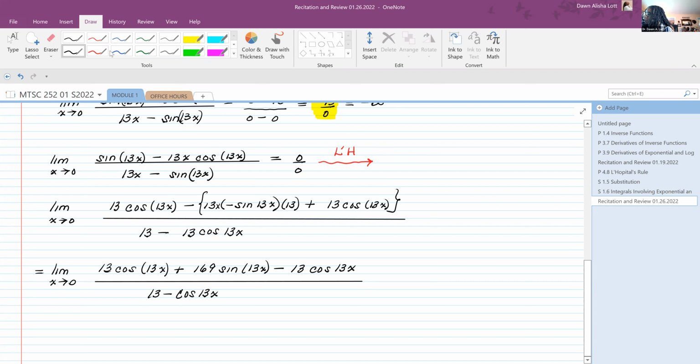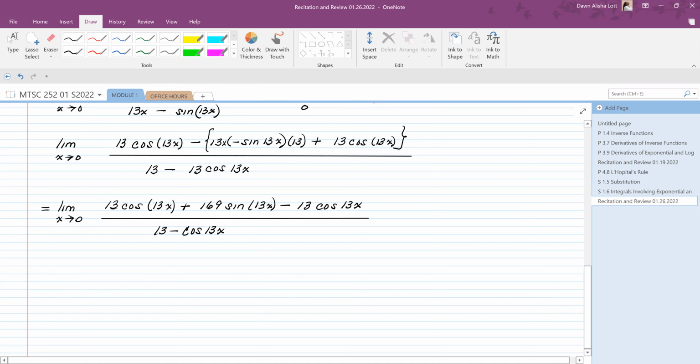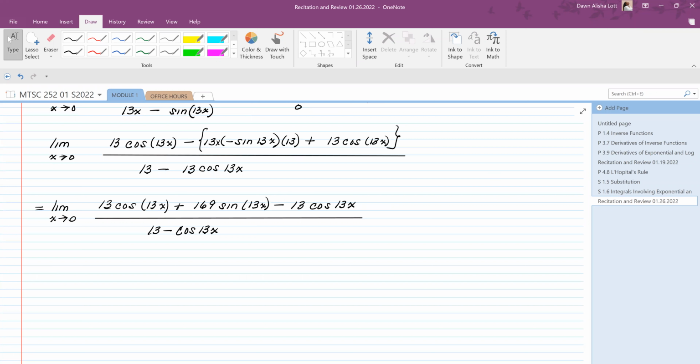So now, does something cancel, Mikhail? Is it the cosine of 13x that cancels out? Yes, so this divides out with that. So now I get the limit as x approaches 0 of 169. There's a 13 missing right here.